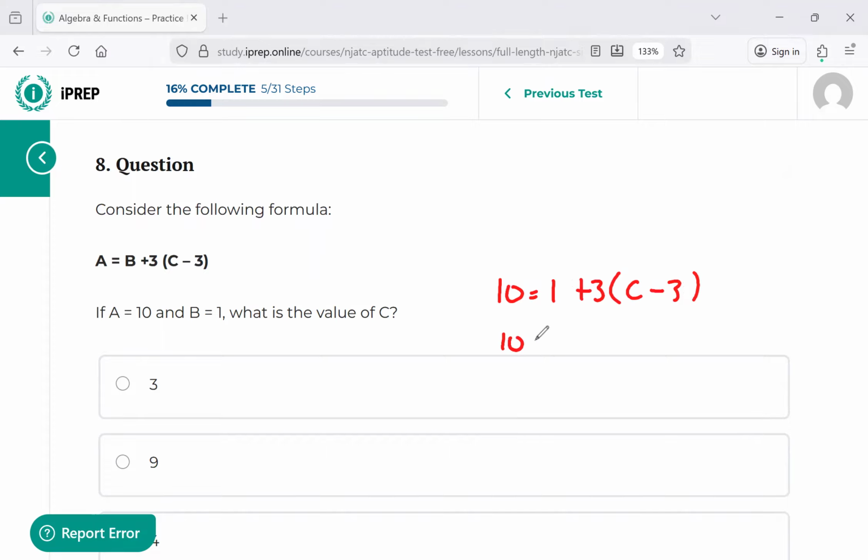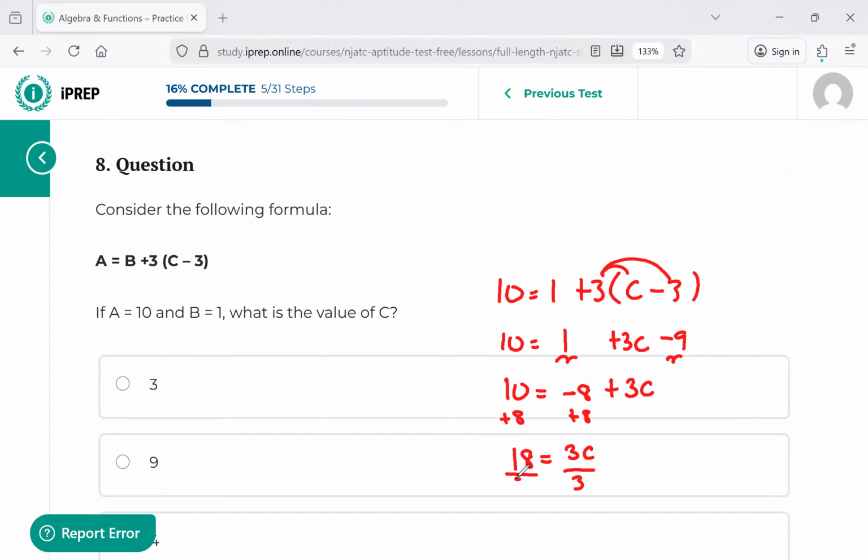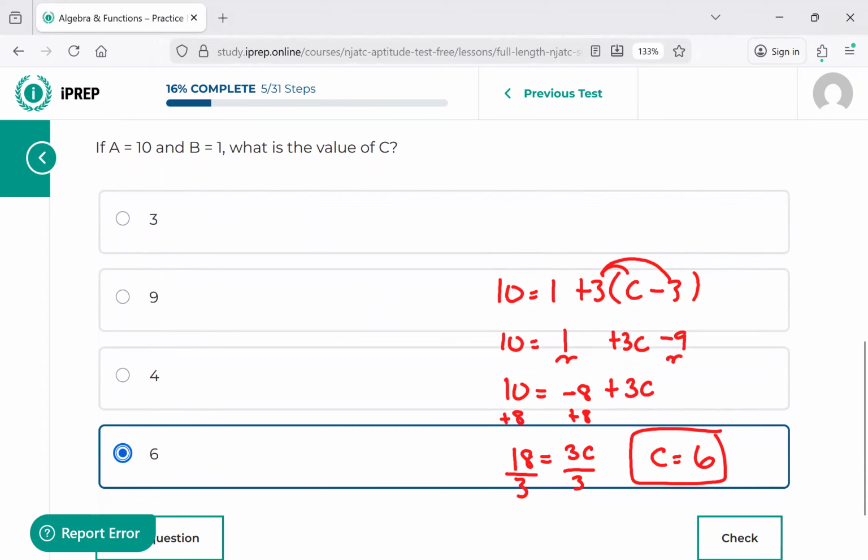Okay, let's clean it up. On the left, it's 10. Over here, I do have to distribute this 3, so this is going to be 3C minus 9. And then this one, just bring it down. Then collect like terms: you have a 1 and a -9, which is -8, plus 3C. To solve for C, you're going to add 8. So 10 plus 8 equals 18, equals 3C. Then solve for C by dividing by 3. 18 divided by 3 is 6. That's not too bad, right?